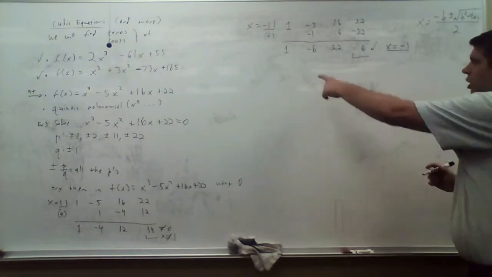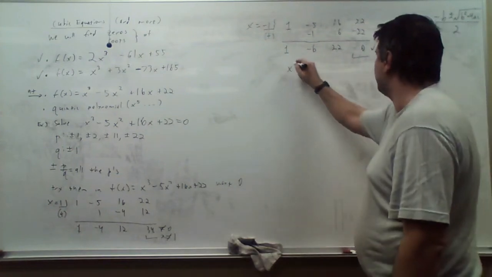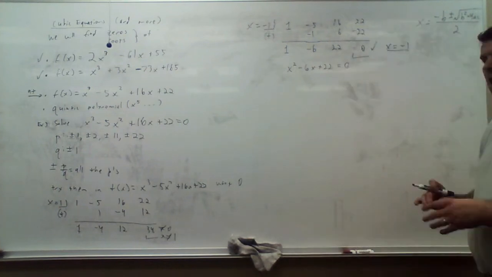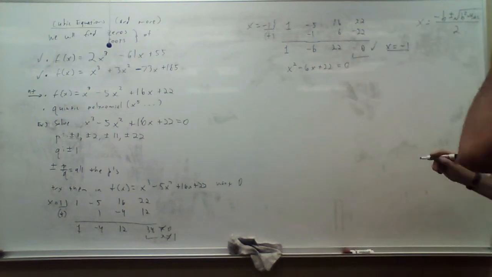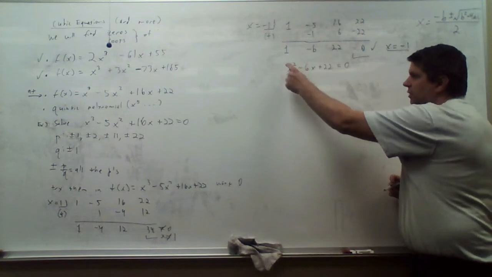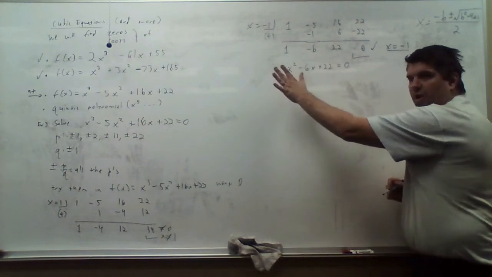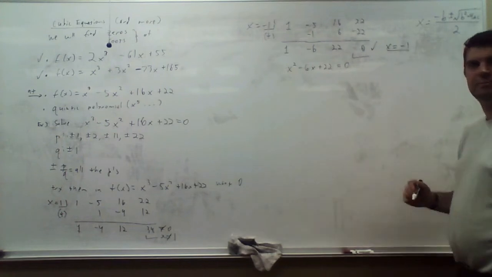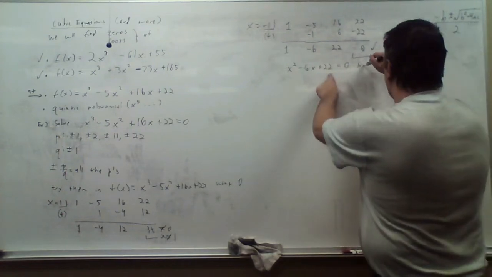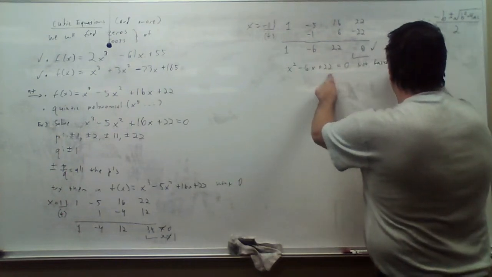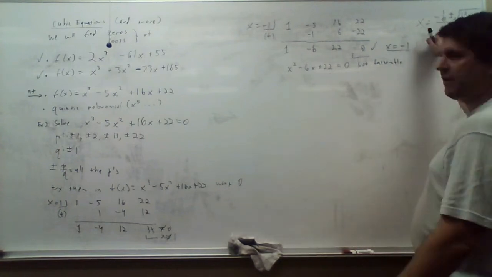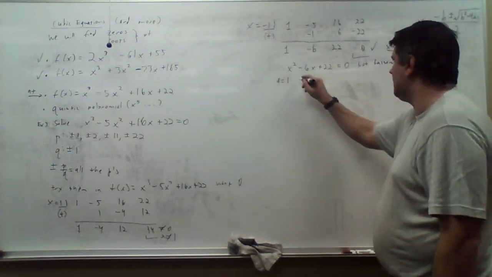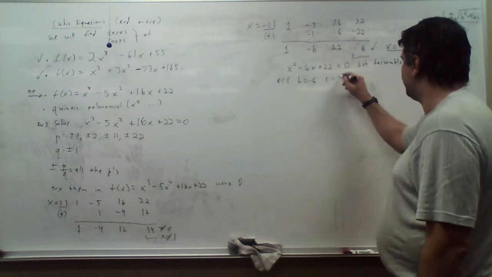Now, this is also a quotient. So that's x squared minus 6x plus 22 equals 0. Ideally, I'm going to solve it by factoring. The fact that the coefficient of x squared is 1 is good. The problem is I cannot come up with 2 factors of 22 that add to negative 6. So it's not factorable. So I'll use the quadratic formula. A is 1, B is negative 6, C is 22.